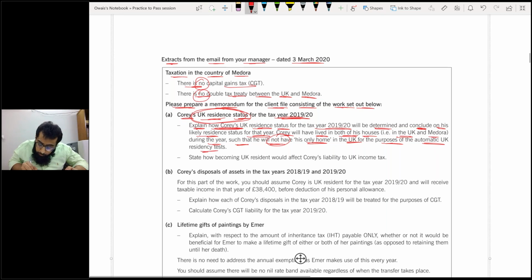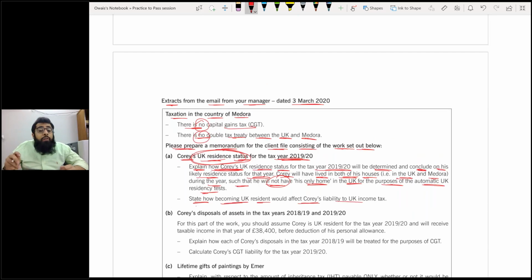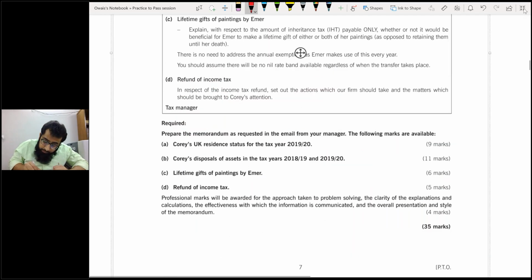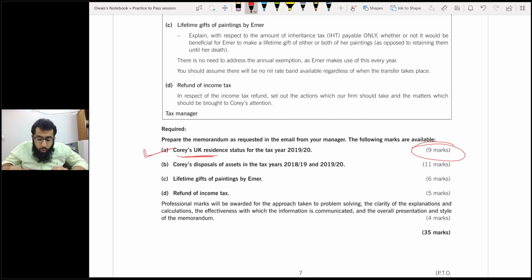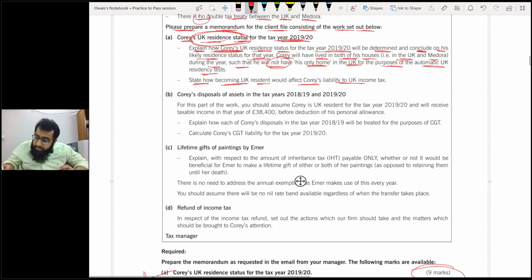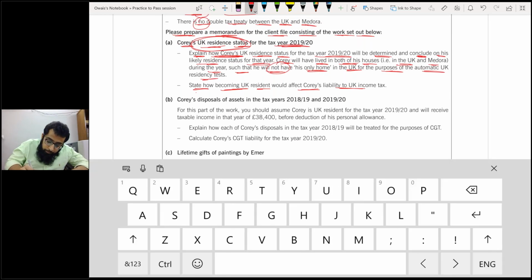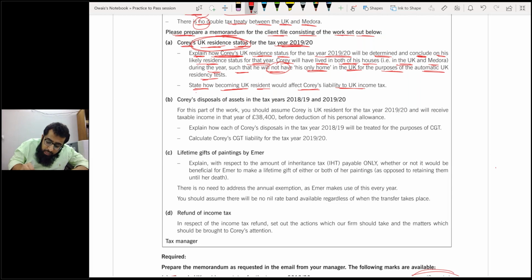State how becoming UK resident would affect Corey's liability to UK income tax. How many marks are for this part A? 9 marks. Now, I want you all to be connected with me for the next 10 minutes. What is the question? Explain how the residence status will be determined. I want your concentration, everyone, please.